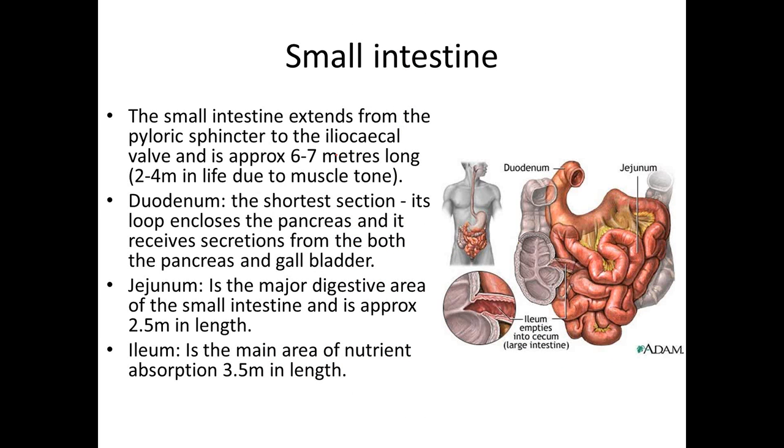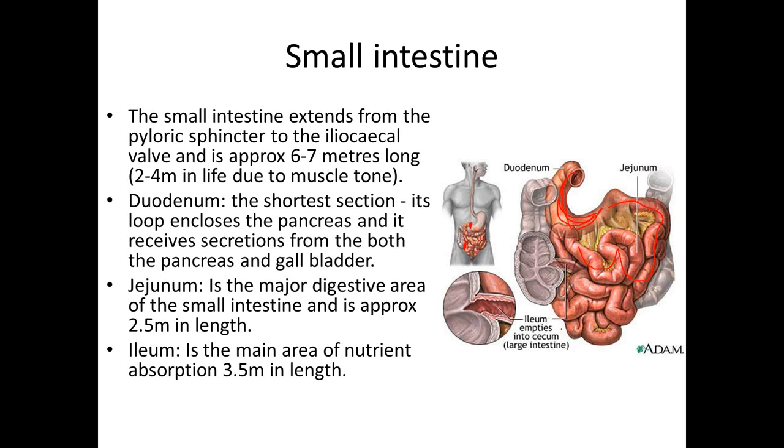So, the small intestine extends from the pyloric sphincter, here, at the end of the stomach, all the way down to here, to the ileocecal valve, where it then enters the large intestine. The first part we've already spoken about, so the shortest part is the duodenum, which is this loop. The next part is the jejunum. The jejunum is the first part of the small intestine, and it is responsible for digestion. It's the major digestive area of the small intestine. It's about 2.5 meters in length.